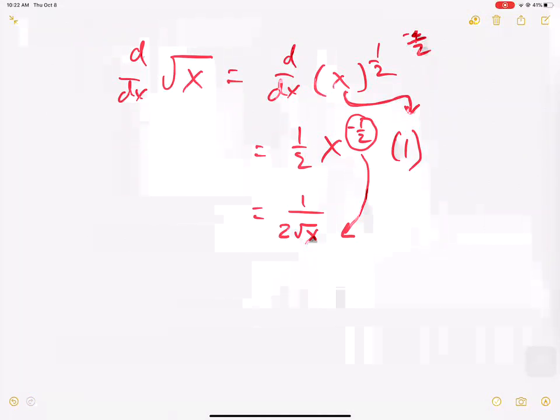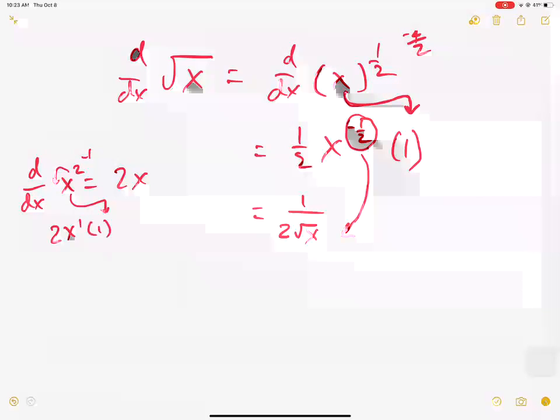Let me give you another simpler example. d over dx of x squared. You're going to automatically tell me 2x, right? But if you want to really do all the work, you bring the 2 down, you minus the 1, that's why it's 1, and you chain rule. What's the derivative of x? 1. So you don't have to write it.